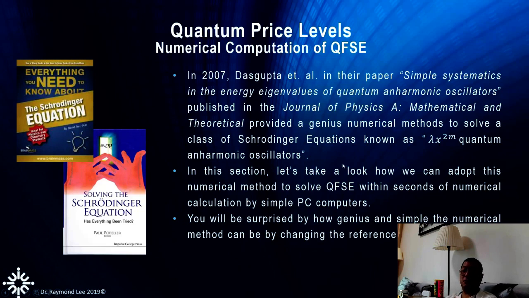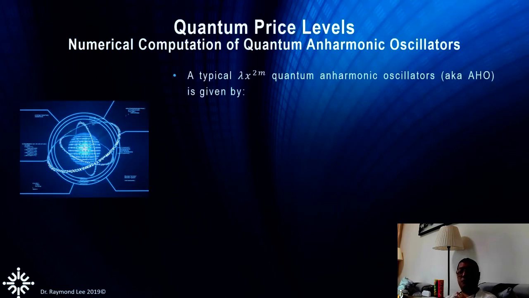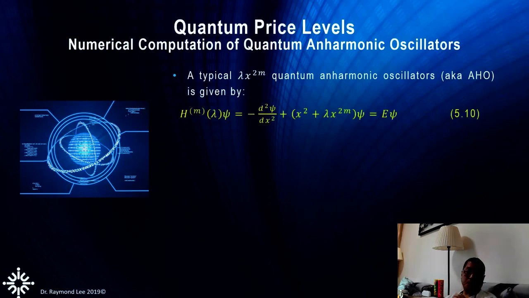Before this, this equation was very difficult to solve. But after that, it has a very simple solution, so we base on this to continue our calculation process. How to do that? First of all, you have to learn what the lambda x2m quantum anharmonic oscillator model is. They call this the AHO. You can see it is a standard time independent Schrödinger equation with E and the wave function psi, and it has the Hamiltonian part.